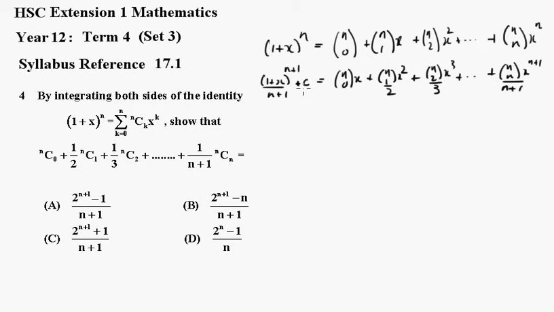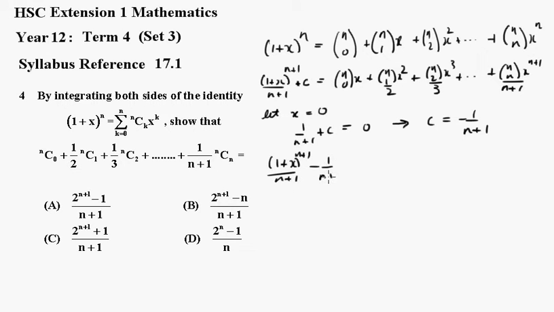We're going to need to find out what the C is, so I'm going to let x is equal to 0, and I get this becomes 1 to the n plus 1, which is 1, so I get 1 over n plus 1 plus C equals, all this goes out, 0, which means that C must equal minus 1 on n plus 1. So now we have (1 + x)^(n+1) on n plus 1 minus 1 over n plus 1 equals all this.